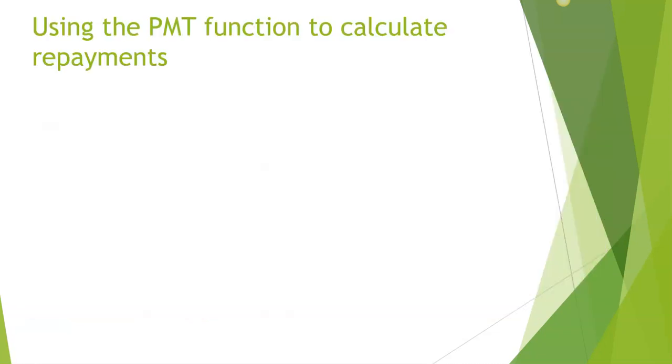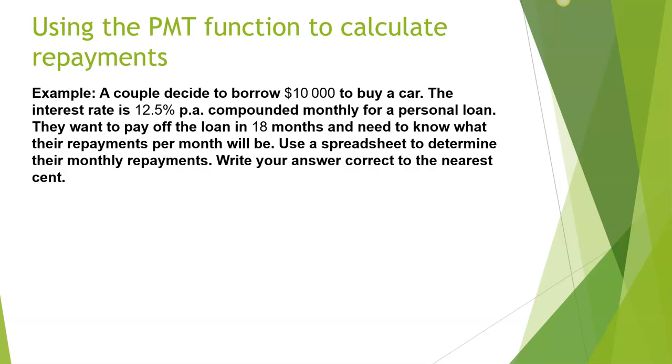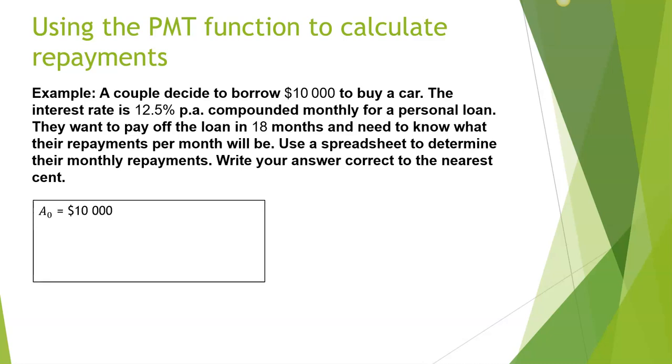So now we're going to use a function in Excel to calculate repayment amount. That's called the PMT function. So a couple wants to borrow $10,000 to buy a car. The interest rate is 12.5% per annum compounded monthly. They want to pay it off in 18 months and they need to know what their repayments will be. So we're going to set this up in Excel. So 10 grand, here's our interest rate. R is what we need to find out, and there are 18 monthly payments.